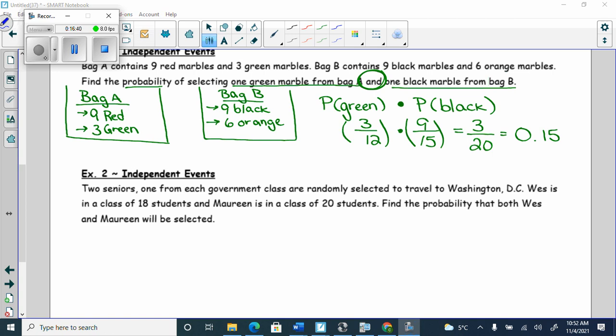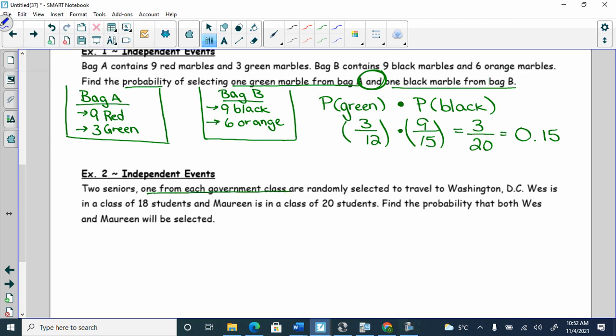What if I chose 2 kids from the same class? Then what would it be? Dependent, because I can't replace the kid and pick them again, unless it was for prizes or something like that. So 2 seniors, 1 from each government class. Each government class, that's what makes it independent, just like marbles out of 2 separate bags, correct?